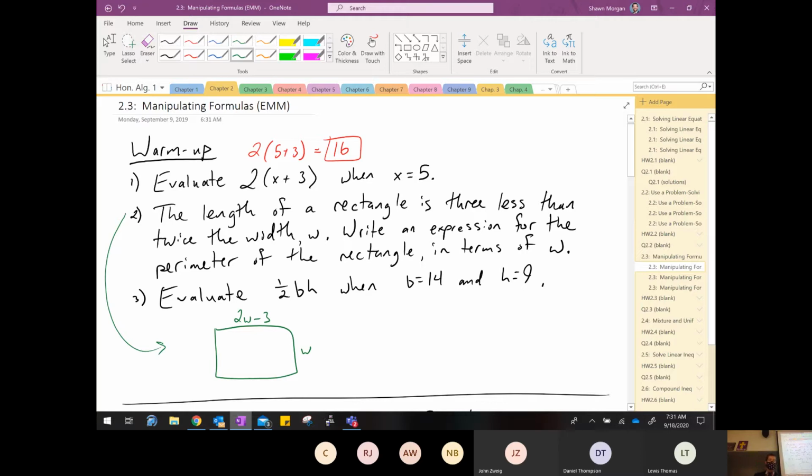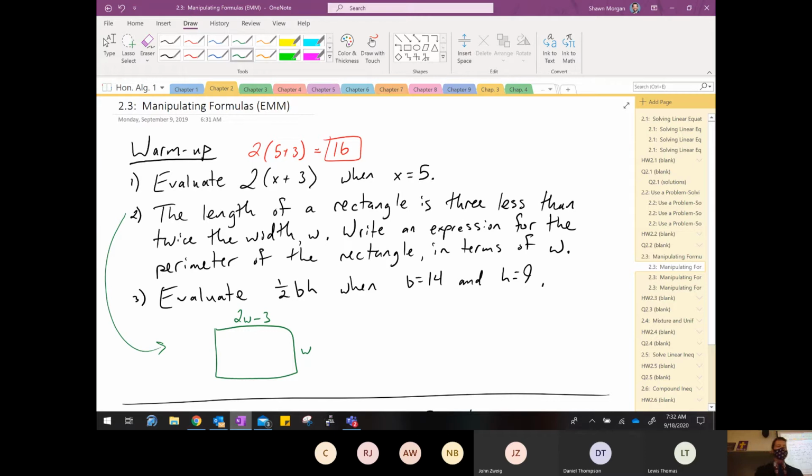Reason being is that it says 3 less than, and that's that inverted sentence structure, isn't it? We talked about that earlier in the week. If I say 3 less than my height, that would be my height minus 3. So 3 less than twice the width will be twice the width, minus 3. Twice the width, obviously, is 2 times the width, okay? So there's my picture, and it says write an expression for the perimeter.